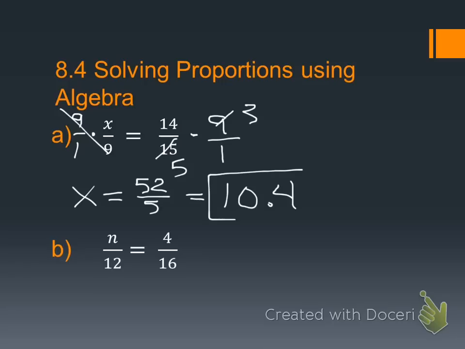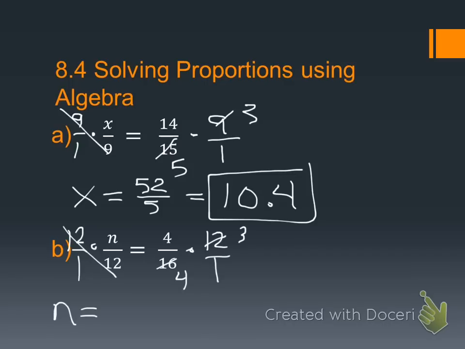So x equals 10.4. Now again, over here on B, we're going to multiply by the reciprocal. Both sides, I can cross reduce to 3/4. And I get n equals 12 over 4. And then n equals 3.